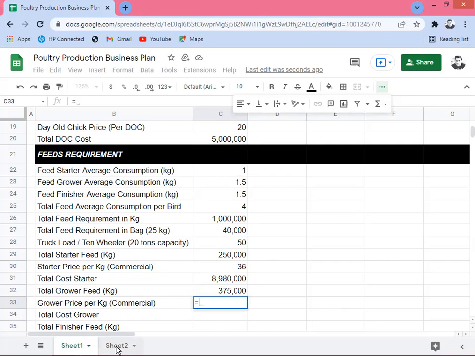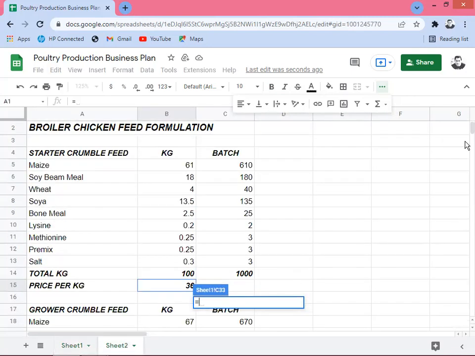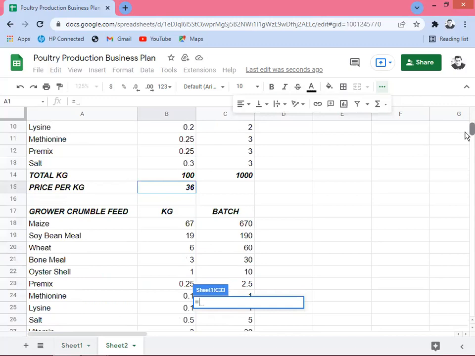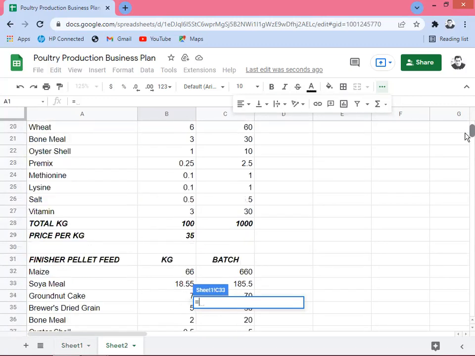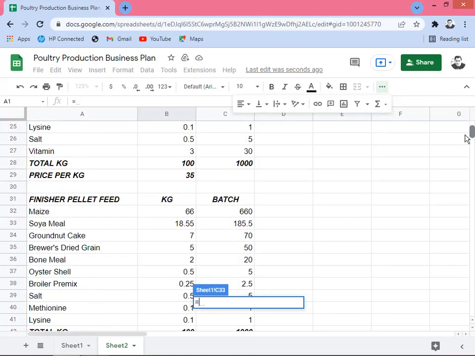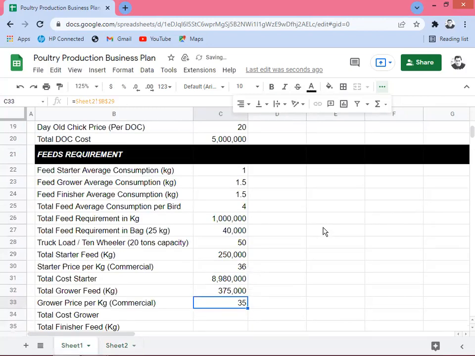So we go to sheet number 2. Normally the price of the starter is more expensive than the grower and the finisher, because of the ingredients that they are putting in. So 35, and again F4 for the absolute cell reference. So we're going to have 35.